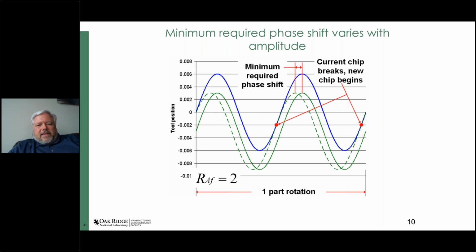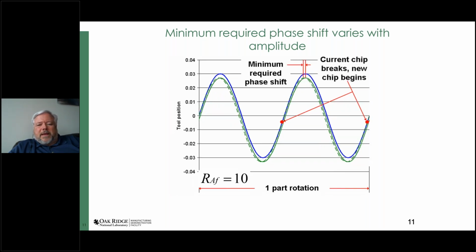It turns out that the shift, the alignment change that I make between these depends on how big the motion is. The bigger motion that I apply, the less change I have to make in the alignment in order to make them break. So here's a picture when the ratio of the amplitude to the feed is like 10. So now I only have to make a tiny little misalignment between one revolution and the next in order to cause the chips to break. So it gets easier and easier to break those chips as the motion gets bigger and bigger.